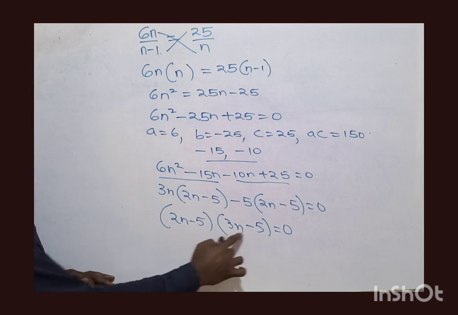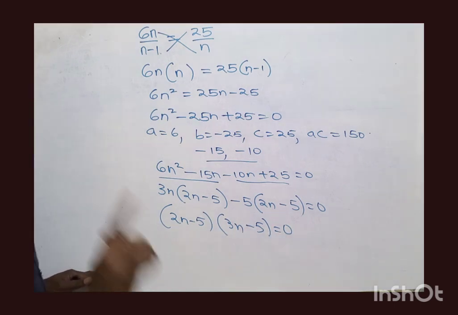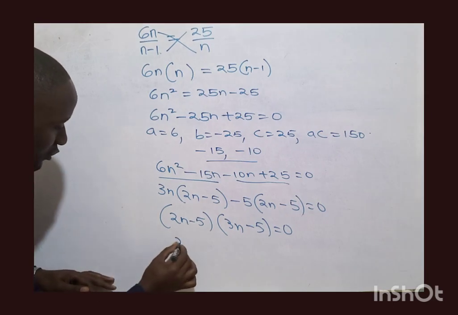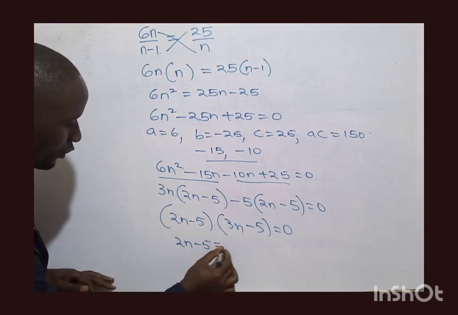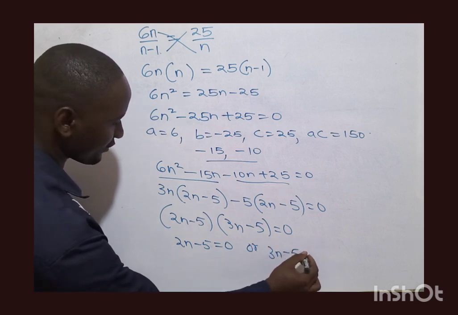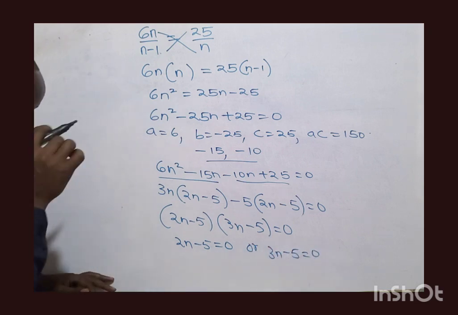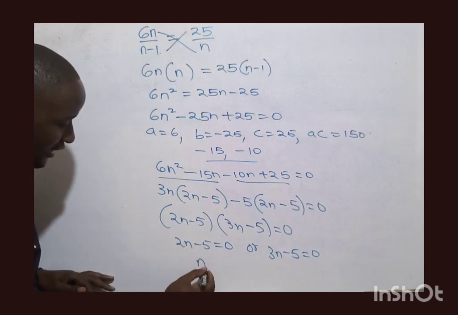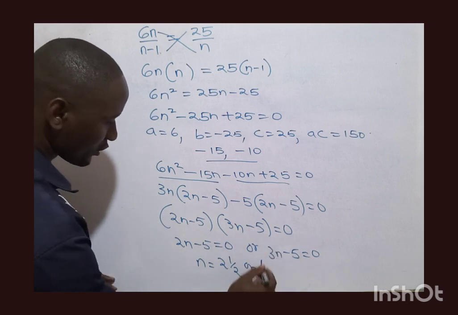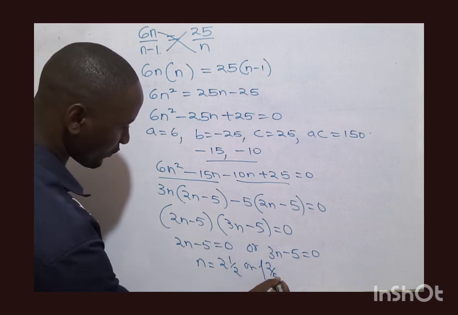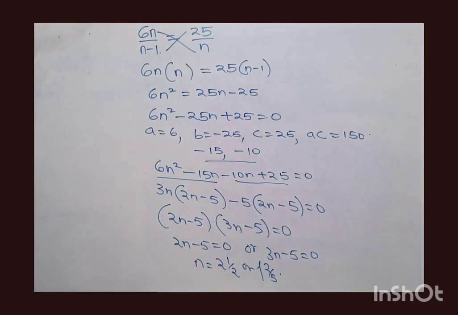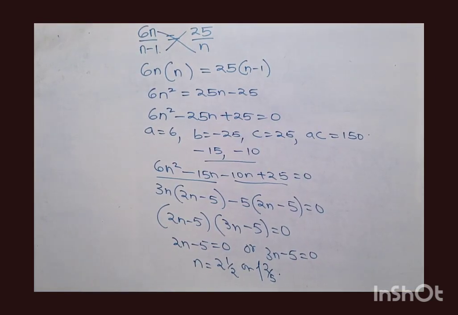So you're multiplying two numbers and you're getting 0. It implies that one of these numbers is 0. So that can be 2n minus 5, or it can be 3n minus 5. So if you solve these two equations, you should get n here as 2.5, and from this other one, you should get it as 1 and 2 over 5. So we have solved that equation, and that is how you're supposed to go through it.